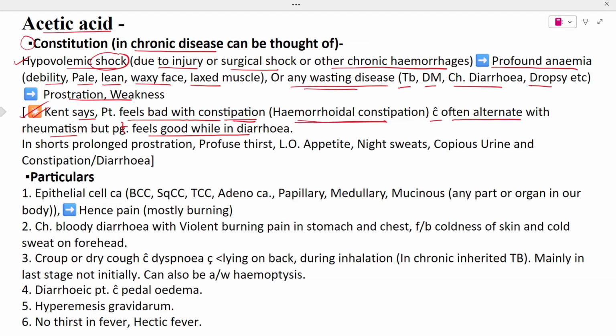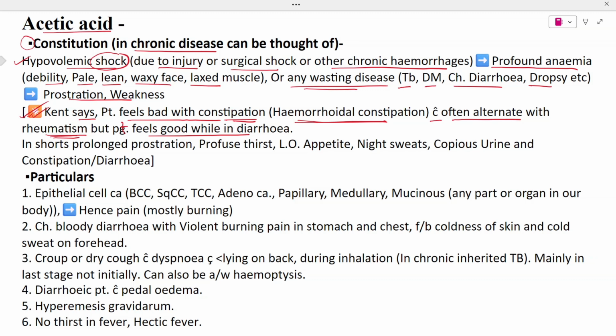Mostly the hemorrhoidal constipation, very important. That there are per vaginal or per rectal bleeding, and along with it there is constipation, and this alternates with rheumatism. This is very important. So whenever the patient has constipation, there is rheumatism associated with it. But whenever the patient has diarrhea or diarrhea-like symptoms, or soft stool more than 2 or 3 or 4 times per day, then the patient feels good. So this is one of the peculiar symptoms of Aceticum acidum we must remember.